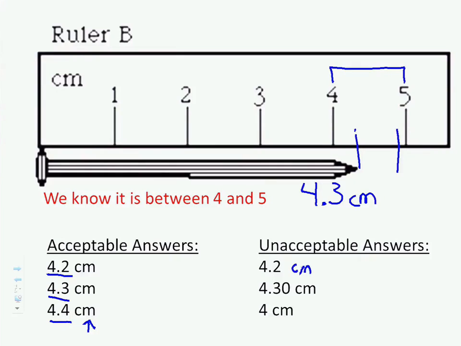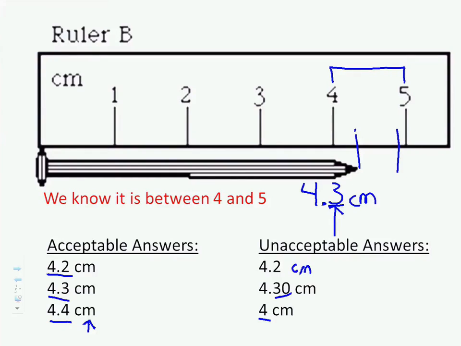Okay. 4.30, why is that one wrong? It's the same thing as 4.3 and 4.30. Aren't those the same thing? No, not at all. Okay? Because here, you guessed on one number with the 4.3. That's your guess. With 4.30, you have two guesses. Okay, and you can't have two guesses when reporting measurements. You can only have one number that is a guess. Okay, and with 4 centimeters, you don't have any guesses. Okay, so those would be what's called unacceptable answers.